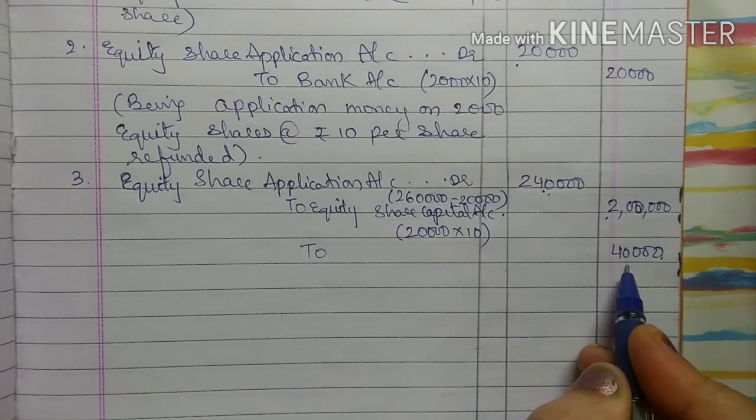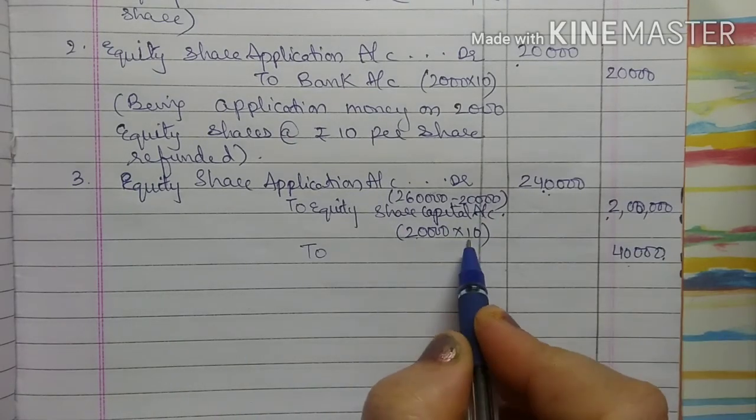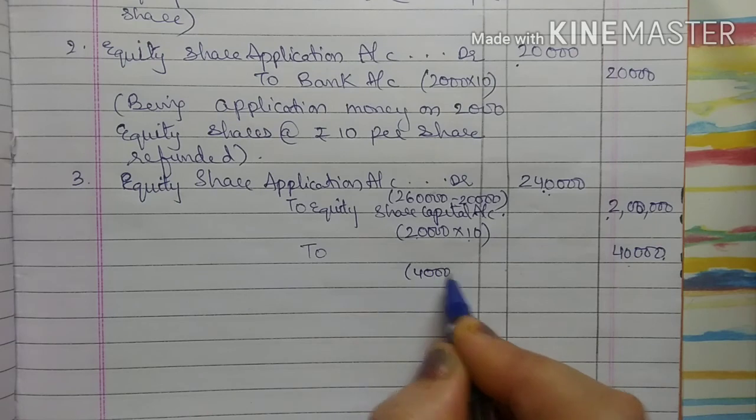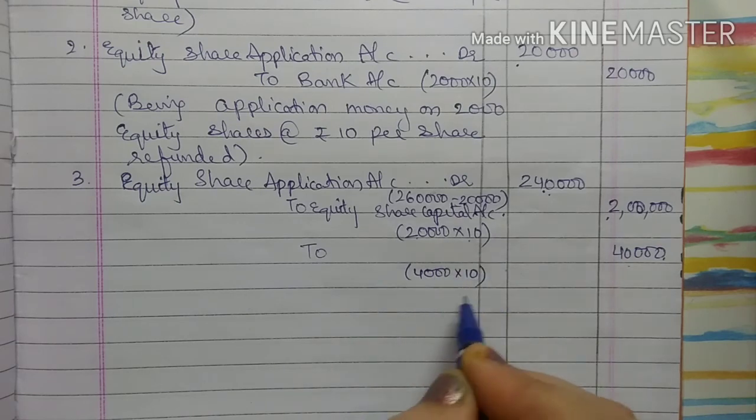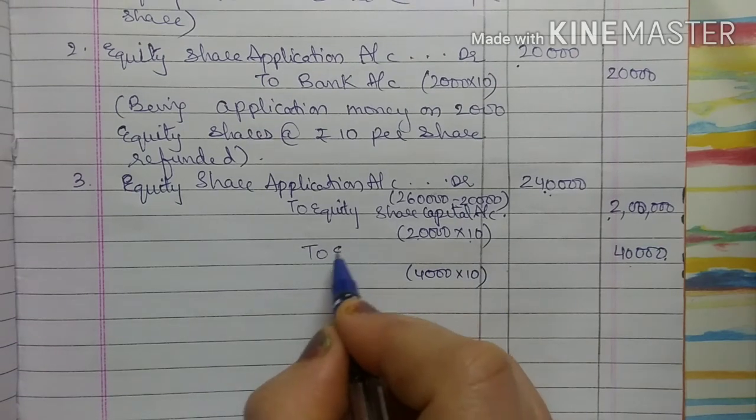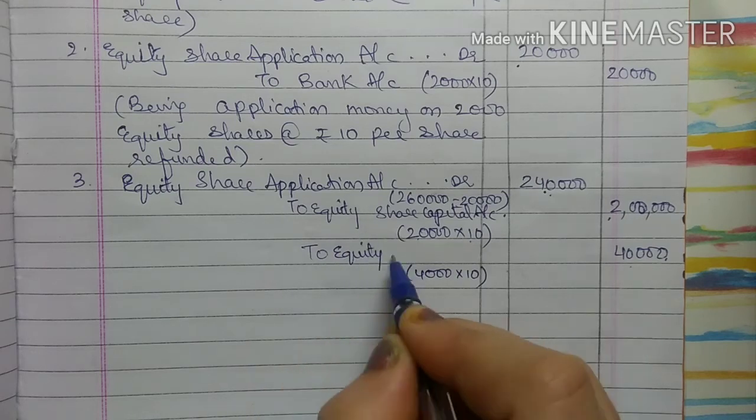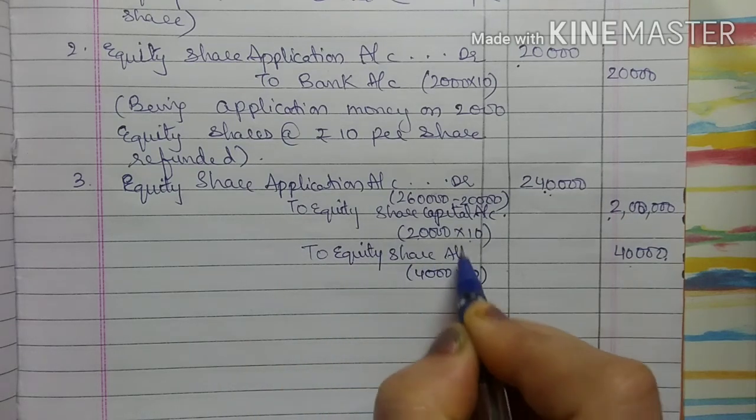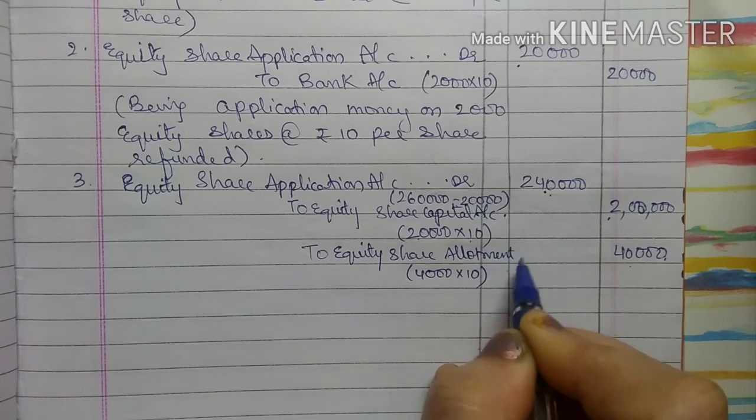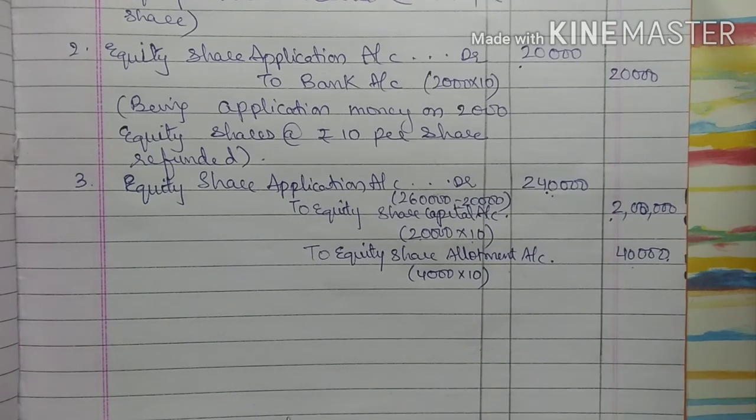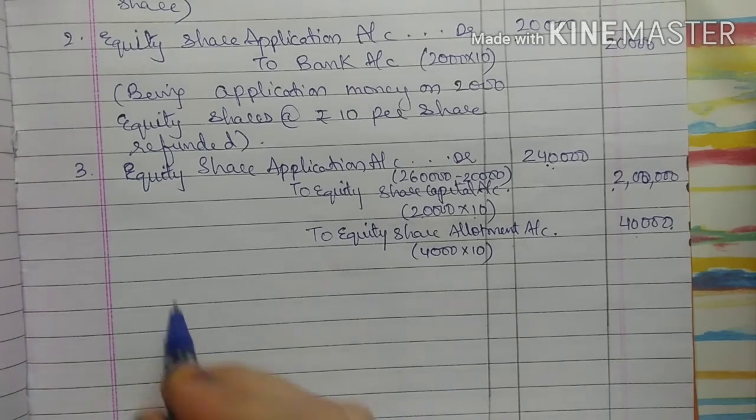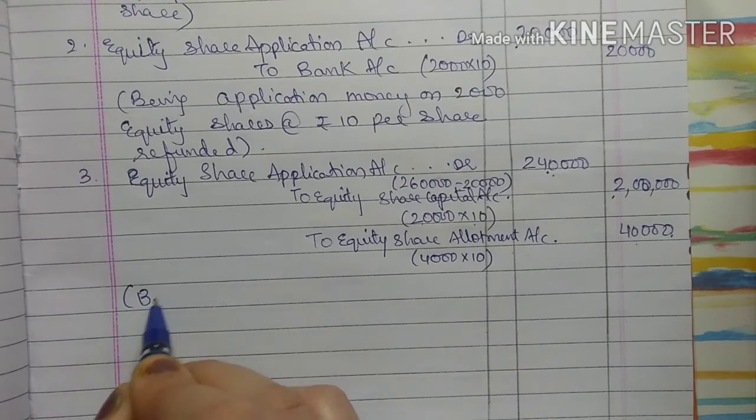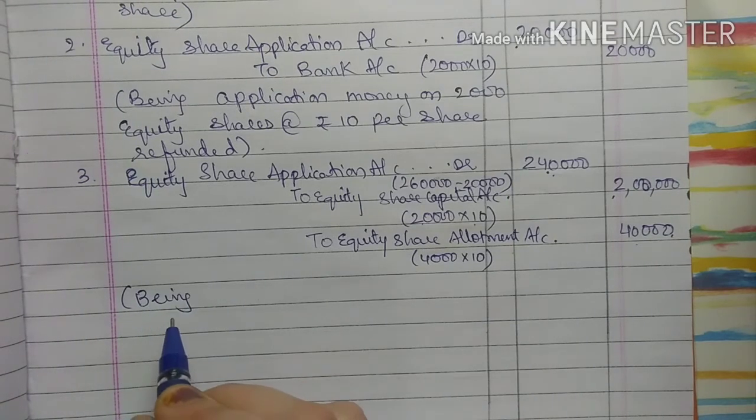So this 40,000, right, 20,000 into 10 comes here. The remaining 4,000 extra, that is 4,000 into 10, will be transferred to the equity share allotment account, right?